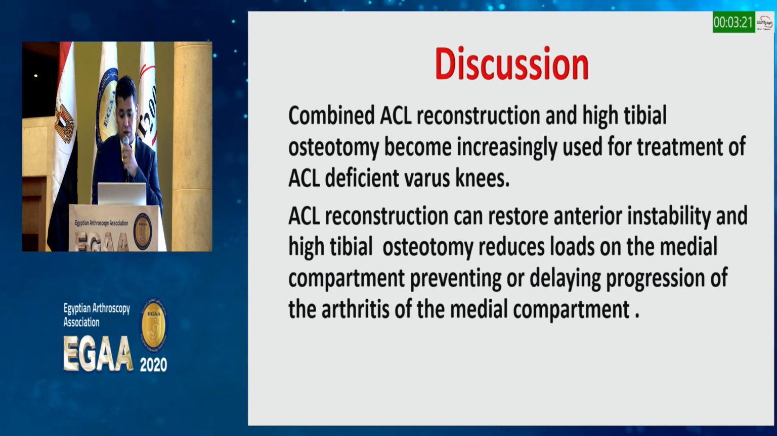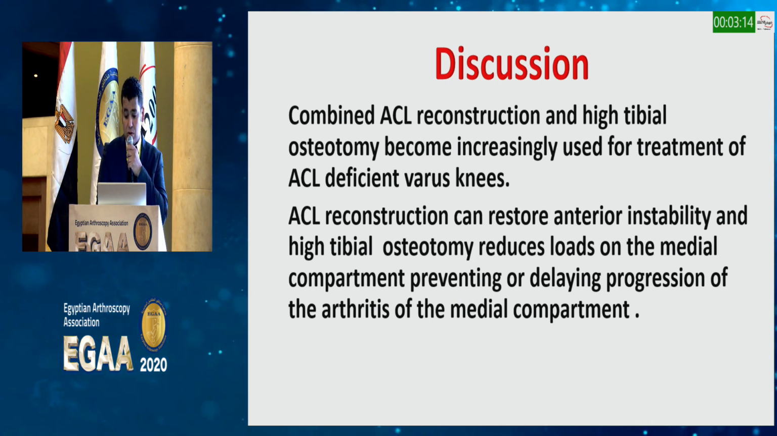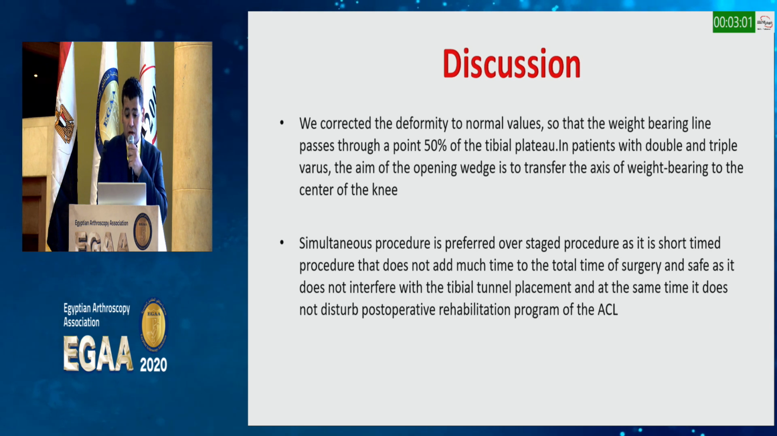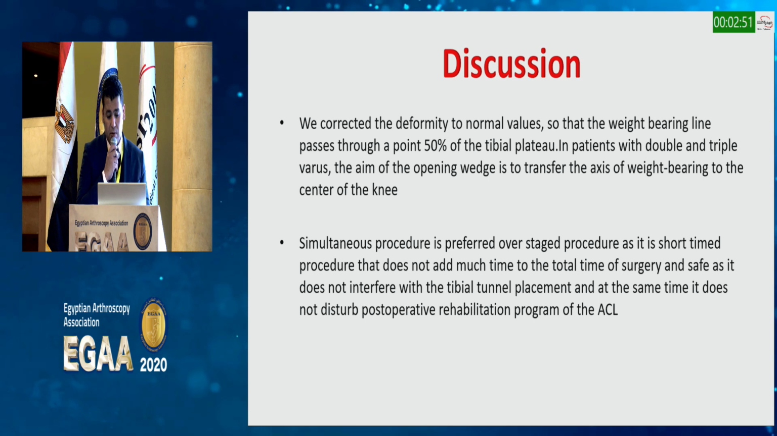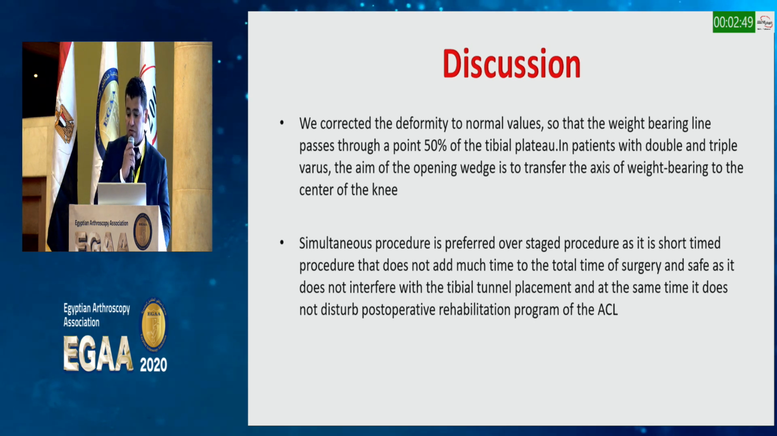Combined ACL reconstruction and high tibial osteotomy is increasingly used for the treatment of the ACL-deficient varus knee. ACL reconstruction can restore the anterior stability, and also high tibial osteotomy reduces the load on the medial compartment, preventing or delaying the progression of arthritis of the medial compartment. We correct the deformity to the normal value so that the weight-bearing line passes through 50% of the tibial plateau in patients with double or triple varus, and the aim of this open wedge is also to transfer the axis of weight-bearing to the center of the knee.